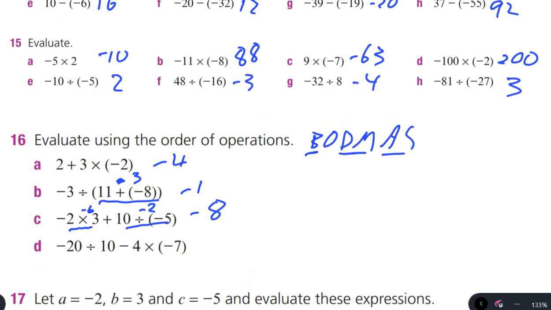Next one, again, nothing really to do with the brackets. Minus 20 divided by 10 will get us minus 2. We've got 4 times minus 7, which is minus 28. But when we go minus 2 minus 28, two negatives is a plus. We have to add 28 to minus 2. That gets us 26.